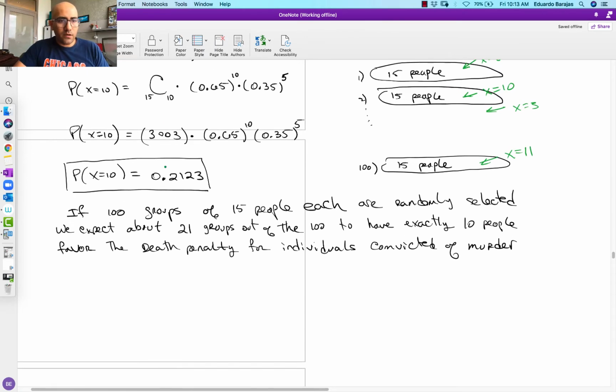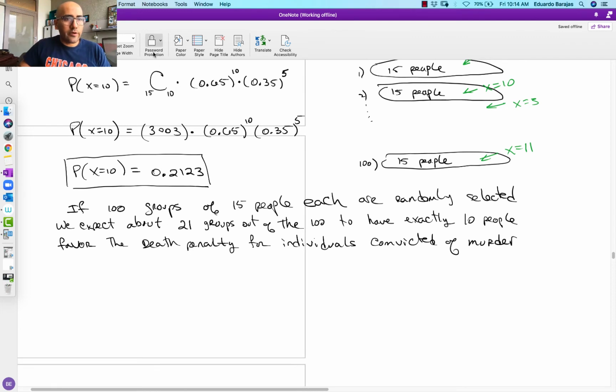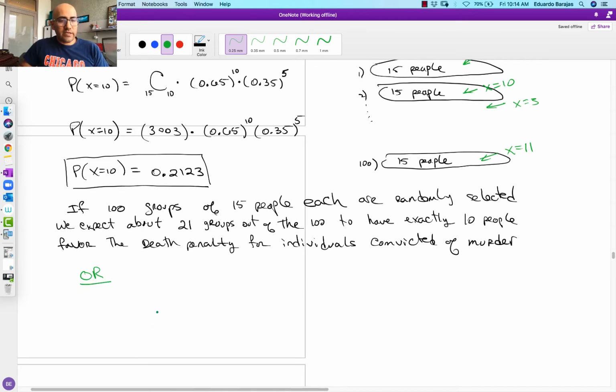Okay, so I'll put a big OR here. Using our technology, we're going to use calculator functions to solve the exact same thing. So we're going to put the probability that x is equal to 10. That's what we're looking for. And this is going to be equal to a calculator function called binom PDF. Make sure you choose PDF. I'll show you where to get it in your calculator in a second.